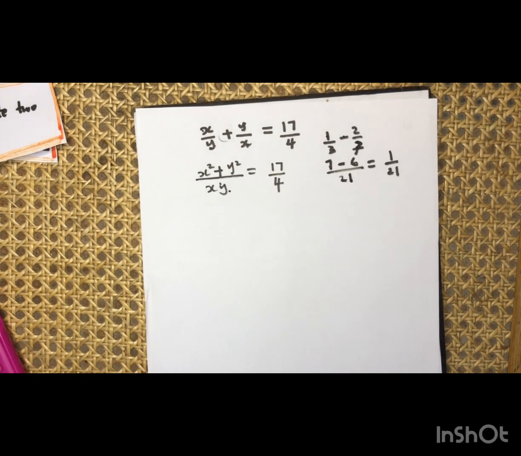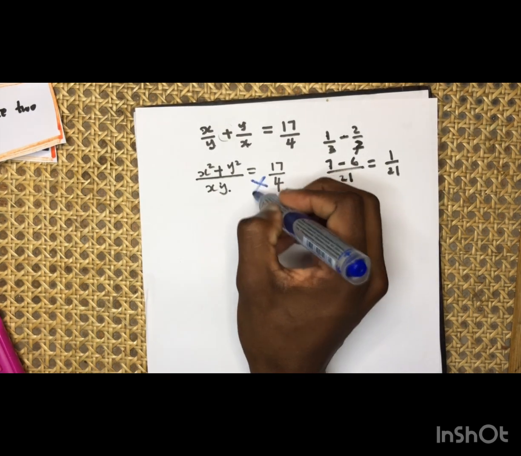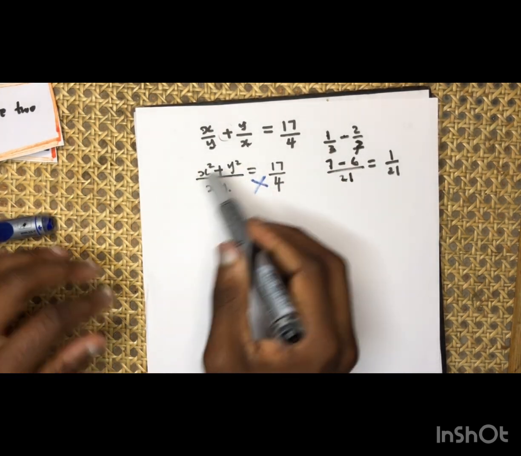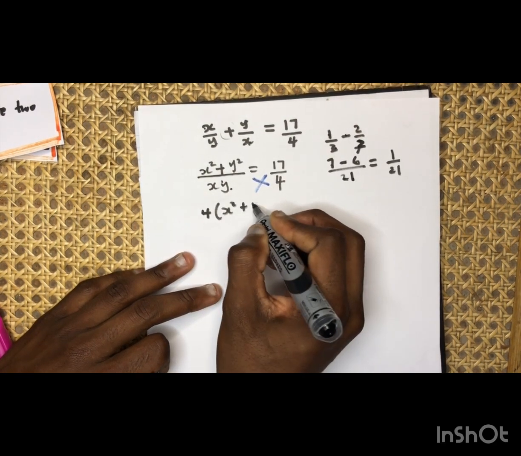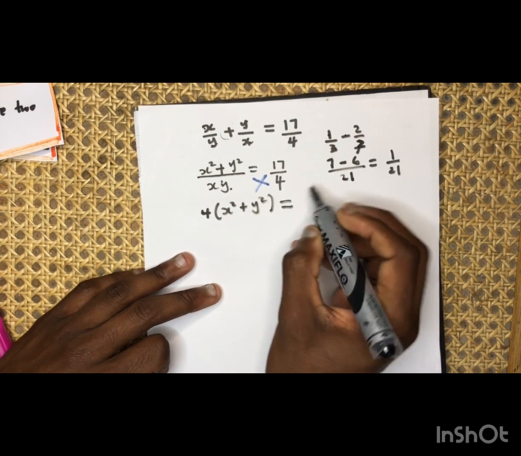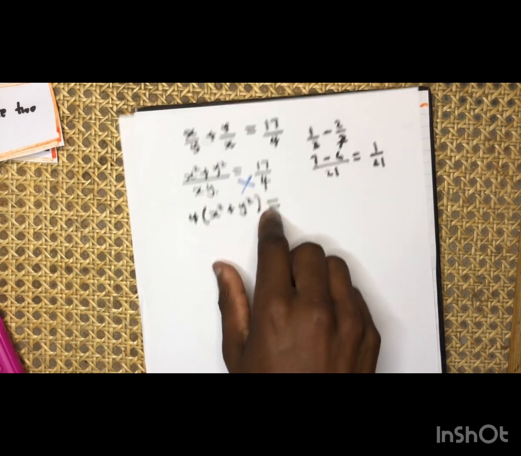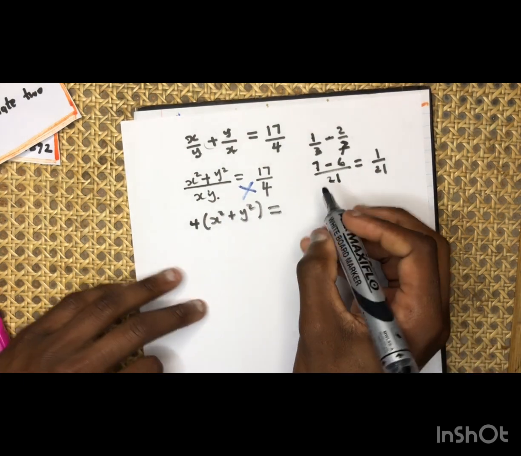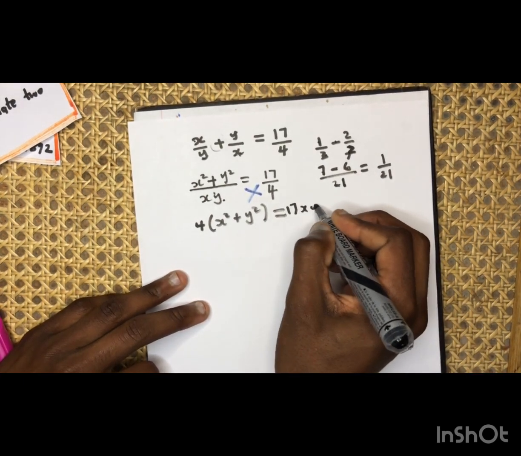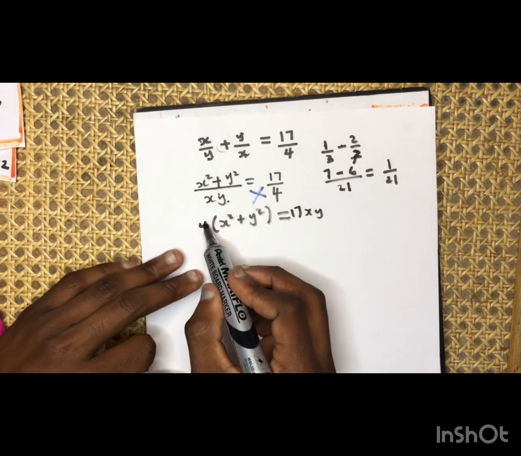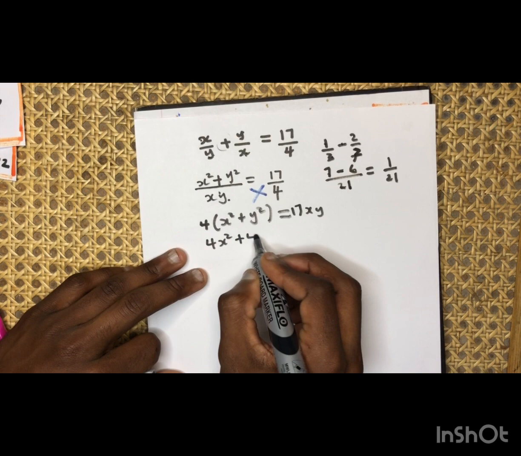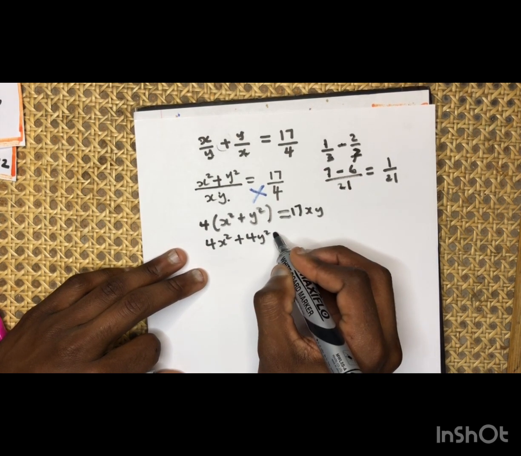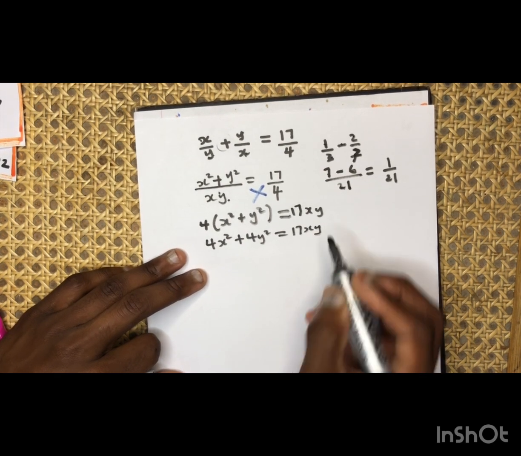Now, what you must do now, yes, you have to do what? You have to cross multiply. So, which means since this is a binomial, I'm going to say 4, open brackets, x squared plus y squared inside, close the brackets. Now we have 17 times xy, we get 17xy. Now let's open the brackets, guys. 4 times x, you get what? 4x squared. 4 times y, you get 4y squared equals 17xy, right?